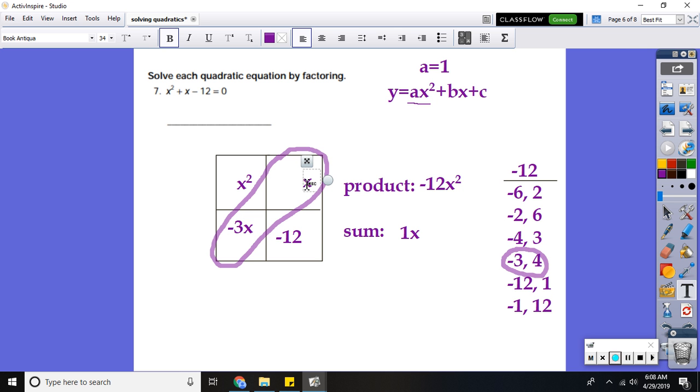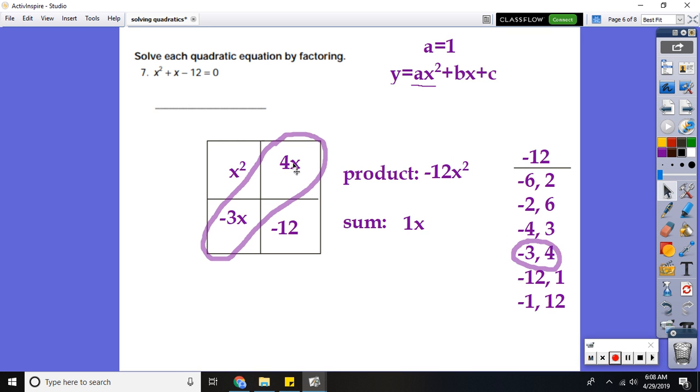Now many students ask, did it matter that I put a negative 3 here and a 4 here? Could I have easily put 4 in this box and negative 3 in this box? Absolutely, because the next step works regardless of where you put your, and we call these linear terms or x terms because they only have an x. So my next step is to look for GCF, that's greatest common factor.